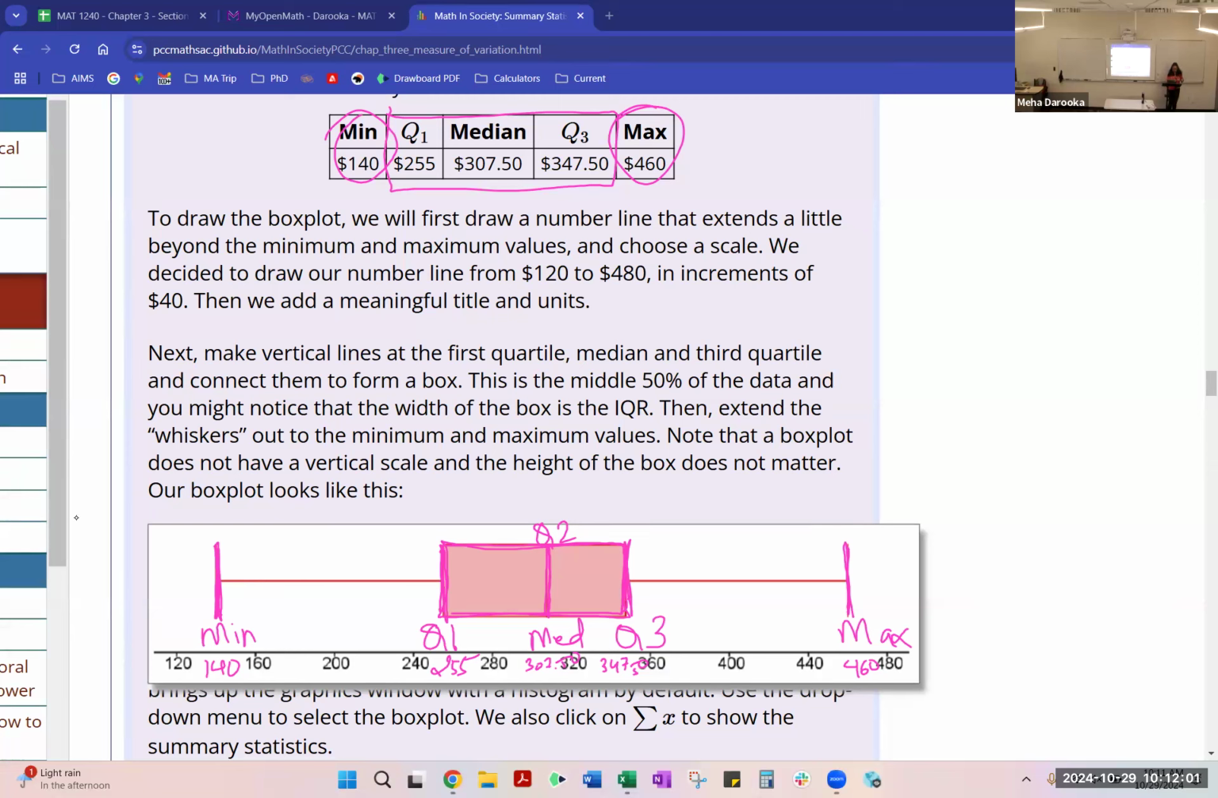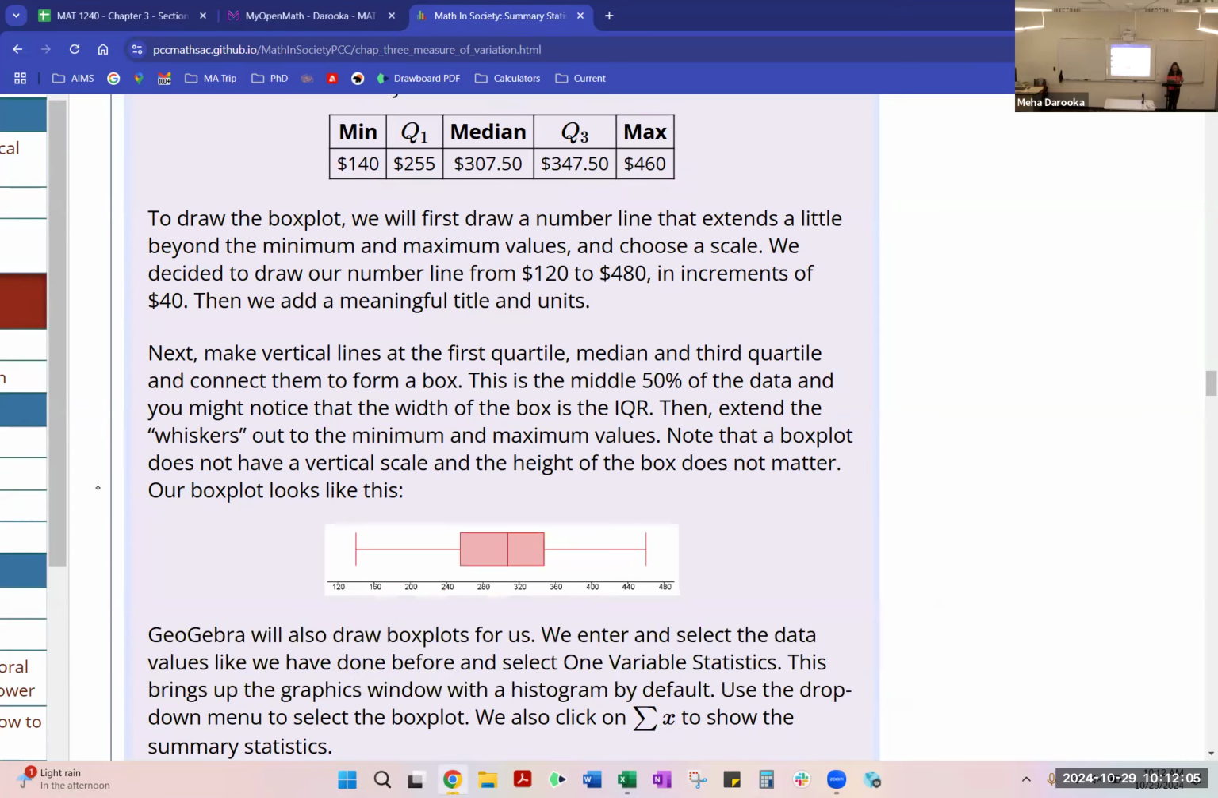So let's take a look at the inclusion that they have here. Let me make this guy smaller. There we go.